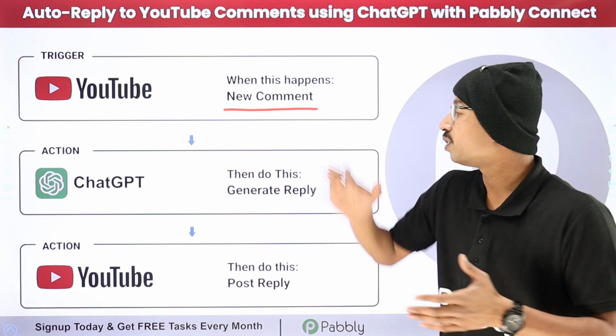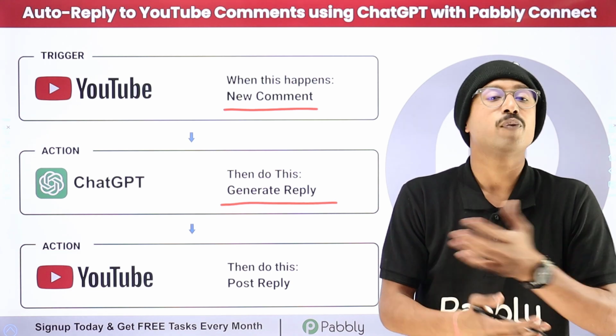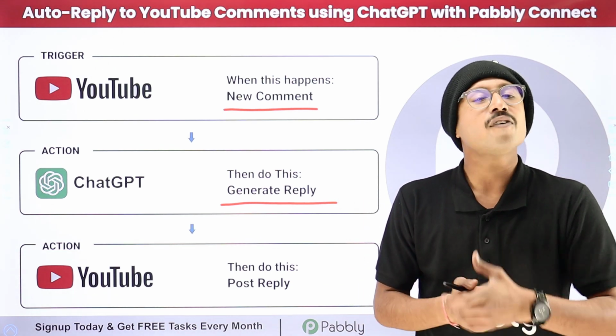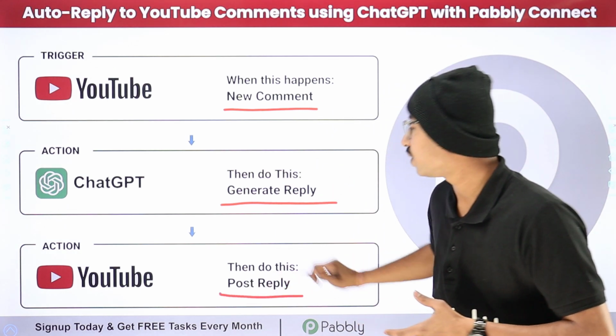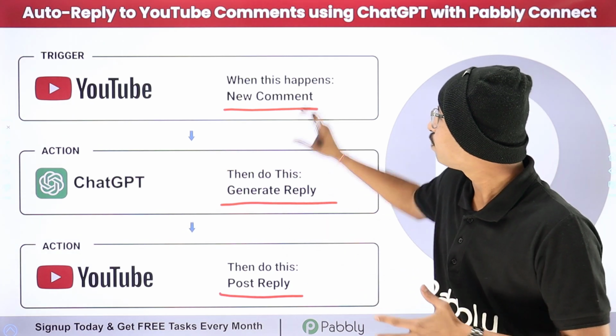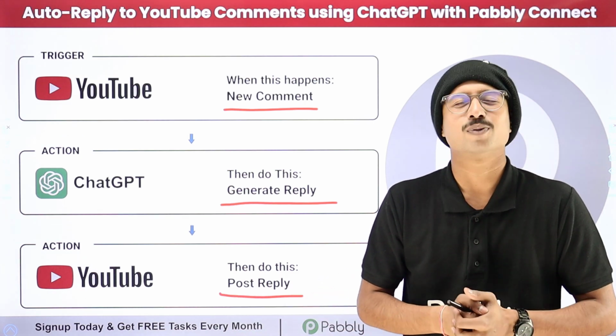In this automation, as we receive a new comment on our YouTube channel, automatically the same comment will be sent to AI platforms like ChatGPT, and using ChatGPT, we are going to generate a reply for the same comment which we have received. After generating this reply, we are going to post the same reply to that comment on our YouTube channel. Now, if you want to learn how you can set up this complete automation all by yourself, you just have to come with me to my screen.